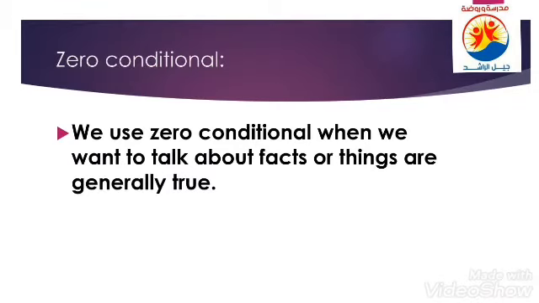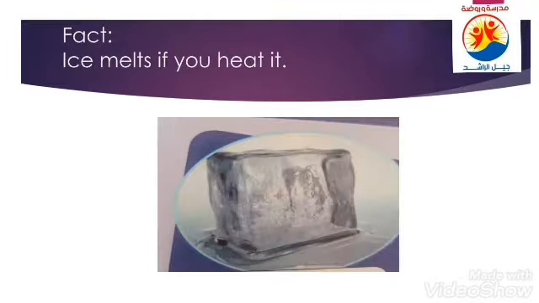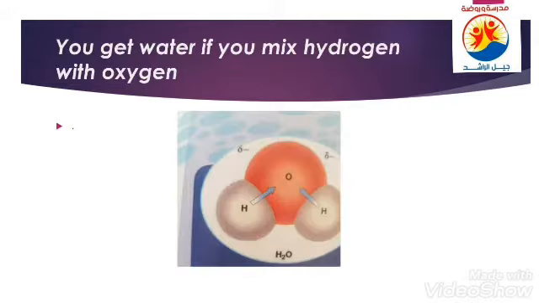We use zero conditional when we want to talk about facts or things that are generally true. If I have a fact or something generally true, I use zero conditional. Example: this is a fact. Ice melts if you heat it. If I heat ice, it becomes water. So this is a fact. Ice melts if you heat it.